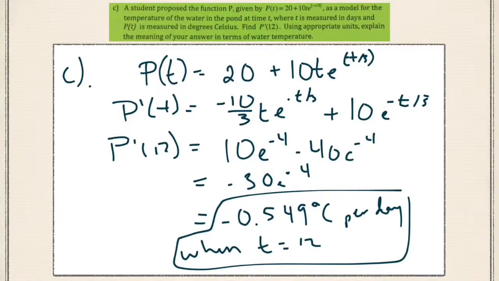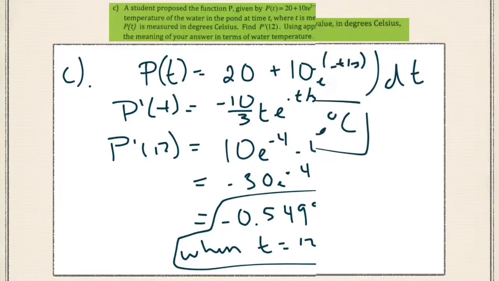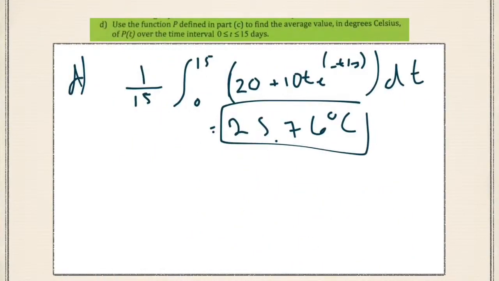As we are given that p of t equals 20 plus 10te to the negative t over 3, we can find the derivative of this function, which would give us p prime of t. After we find this, we would plug in t equals 12 to find p prime of 12, which would give us negative 0.549. This signifies that at t equals 12, the temperature is decreasing at 0.549 degrees Celsius per day.